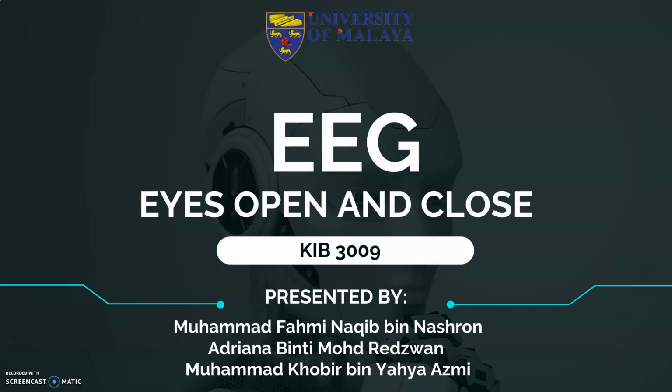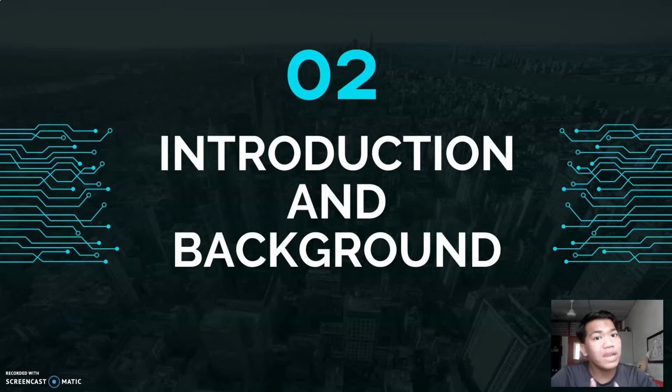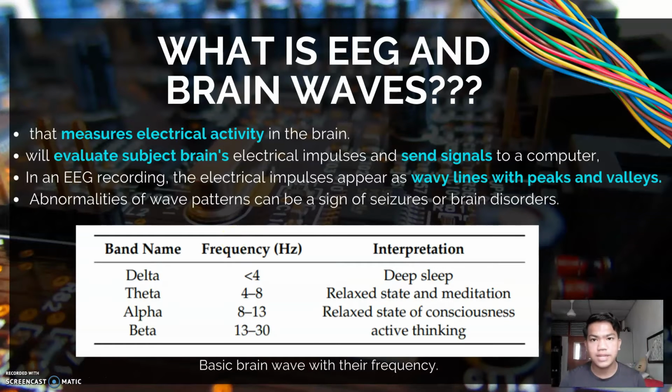We will present the EEG eyes open and closed analysis. For that, we need to know first what EEG is. EEG is a machine that measures electrical activity in the brain, which evaluates subjects' brains' electrical impulses and sends signals to a computer. In an EEG recording, the electrical impulses appear as wavy lines with peaks and valleys. This will be discussed in the discussion.